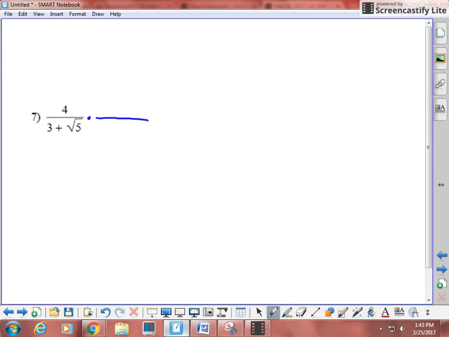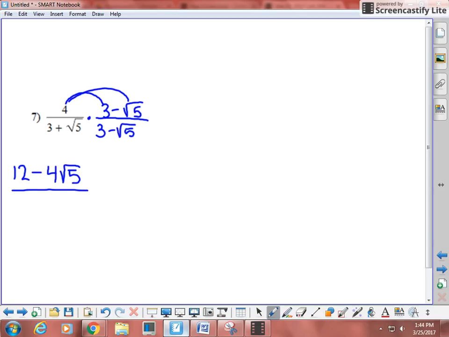Okay, so the bottom says 3 plus square root of 5. So we're now going to do 3 minus the square root of 5. Again, we have to do that to the top and the bottom, because really what we're doing is we're multiplying it by 1, if you think about it, because these are the same, so it's like multiplying it by 1. If you only did it to the bottom, you'd be really affecting the equation. All right, so what I want to do is take this and distribute it to both. So that's going to give me 12, and then I'm going to get minus 4 root 5.